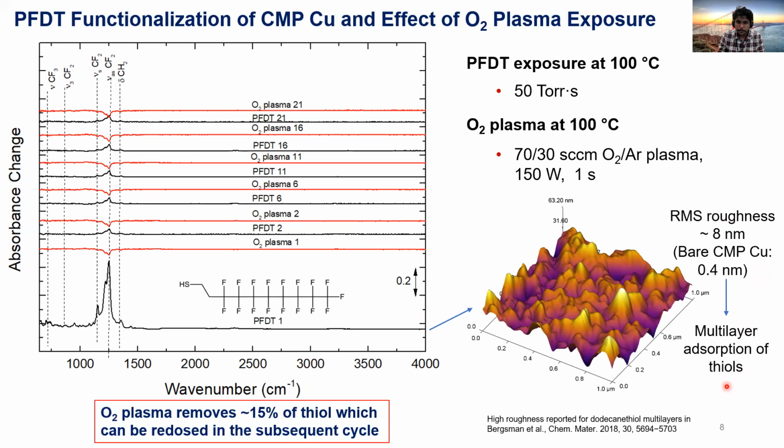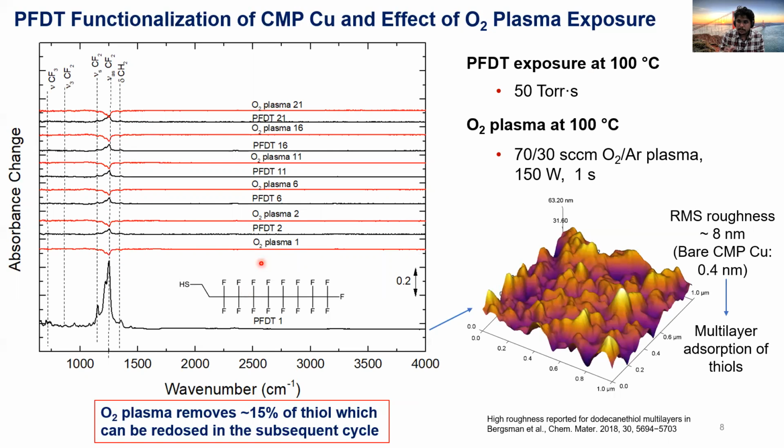the previous studies. The PFDT functionalized copper was then exposed to oxygen plasma, which removed just 15%. It is very interesting to note that the subsequent redox cycle for PFDT replenished the same 15% that was lost in the oxygen plasma cycle before. This self-limiting trend continued for tens of cycles. Also, this drives home the point that by effectively redosing the inhibitor, the passivation layer on the copper can be maintained throughout the ALD process.